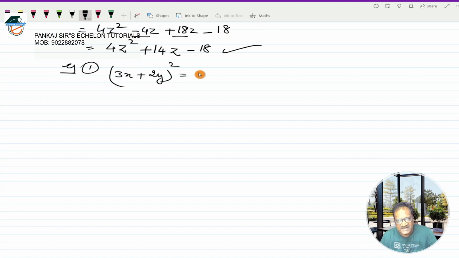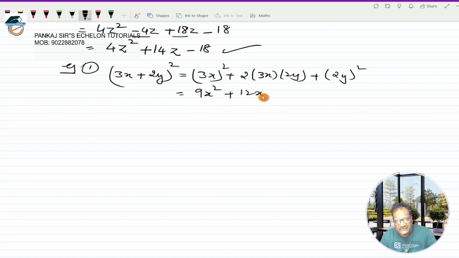So first term is 3x, so 3x the whole square, first term square, plus 2 into first term into second term. First term is 3x, second term is 2y, so 2 into 3x into 2y, plus second term whole square, that is 2y the whole square. Now this will work out to 3 square is 9 and x square is x square, plus this is 2 into 3, 6, 6 into 2 is 12, and then you have x and y, so multiply that out, plus 2 square is 4 and y square will be y square.